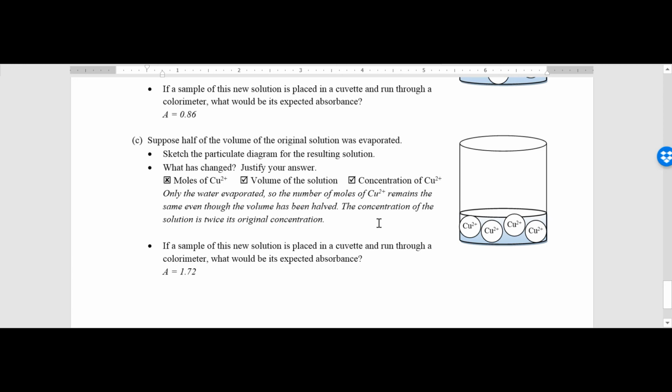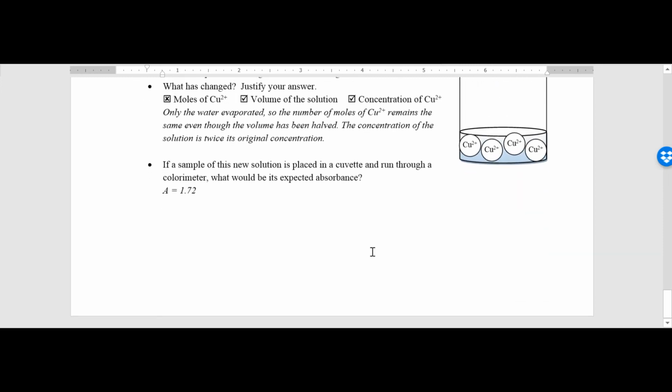It decreased. And remember, molarity equals moles divided by liters. If you decrease the volume, so if you decrease the denominator, it is going to increase the overall fraction, and so it will make the concentration increase as well. Right? So if you decrease liters, it will make molarity increase. And if it doubles, it's twice the solution, so 0.86 times 2 is going to be 1.72. So that's the new absorbance of it.